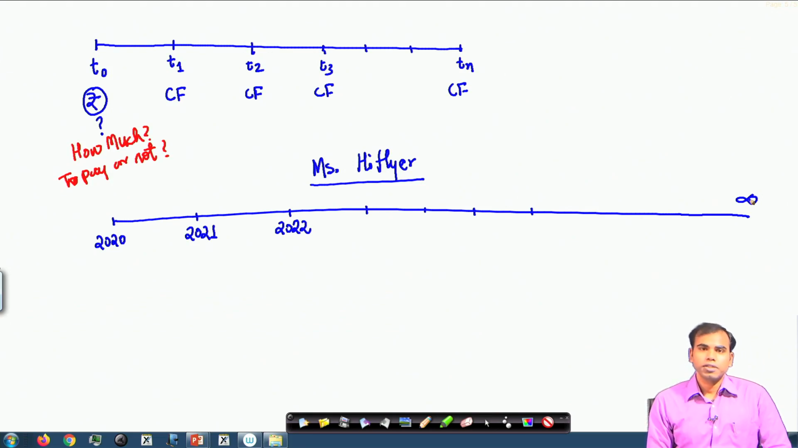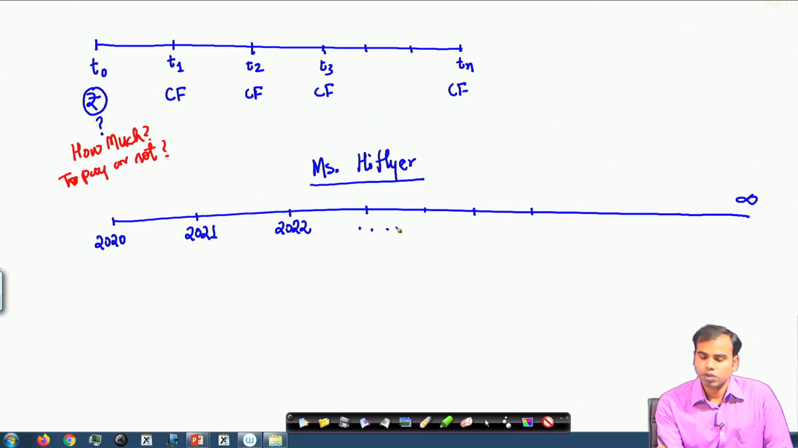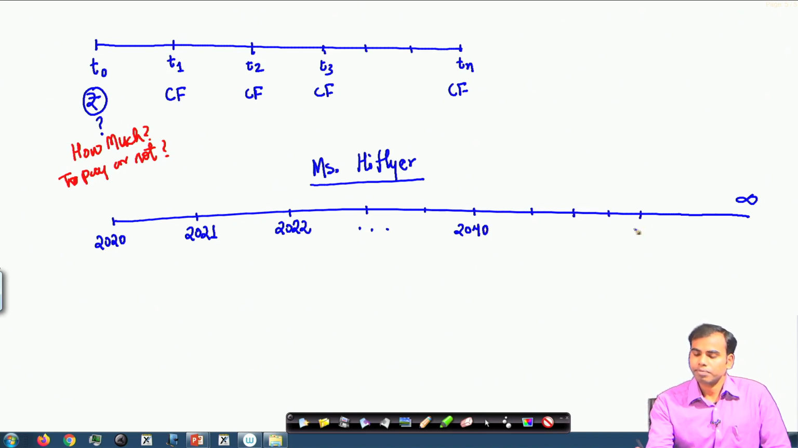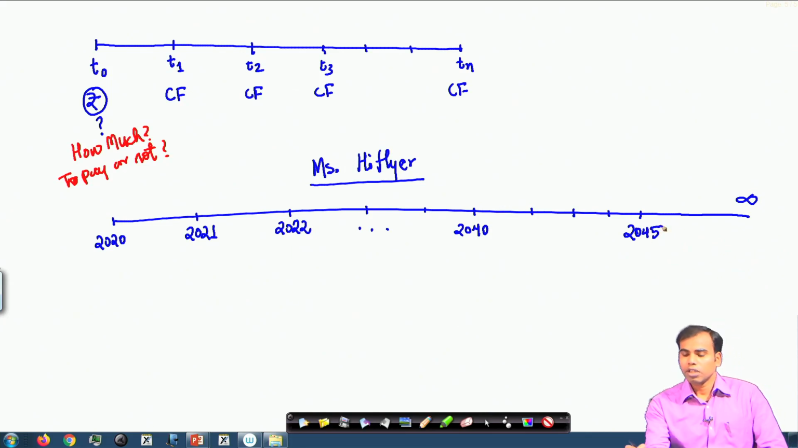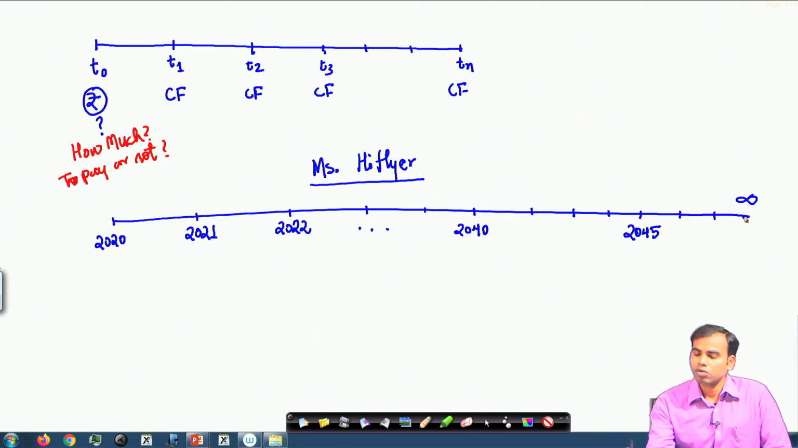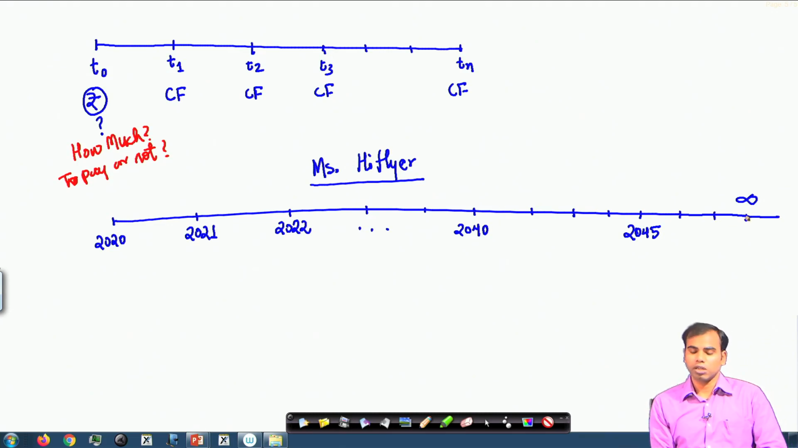So, the problem here is she is entering the job market in 2020, and she is expecting that for the next 20 years she will continue working. So, let us say she will continue working till 2040, and for the next 5 years she will be vacationing, and after that she will settle down in some retirement home or, let us say, monastery.